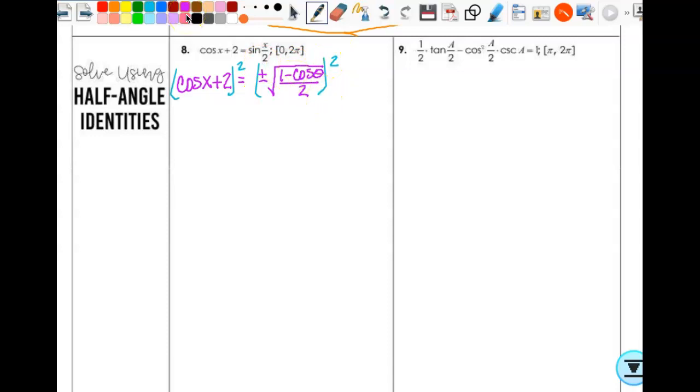So when I square this, I do not get cosine squared plus 4, or I go to math jail. Instead, I get cosine squared x plus 4 cosine x plus 4 equals, then on the right-hand side, when I square it, I just get what's underneath the square root. So I get 1 minus cosine theta over 2.